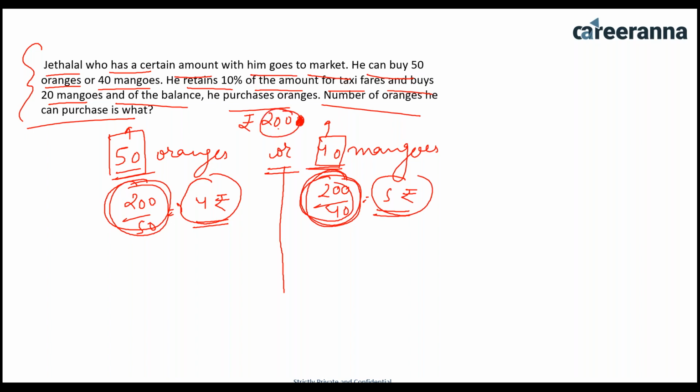So he retains 10% of the amount. This is the amount, and 10% of this value is 20 rupees. So I have to subtract 20 from this. Now I have 180 rupees. So Jetalal has 180 rupees.